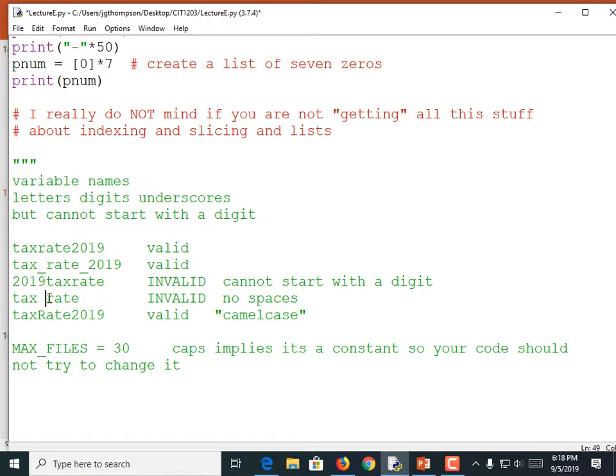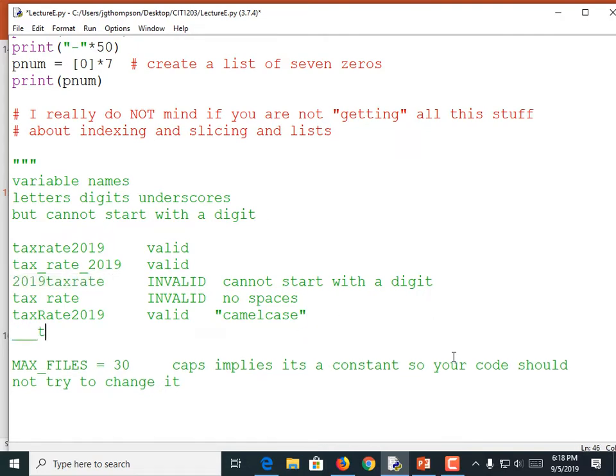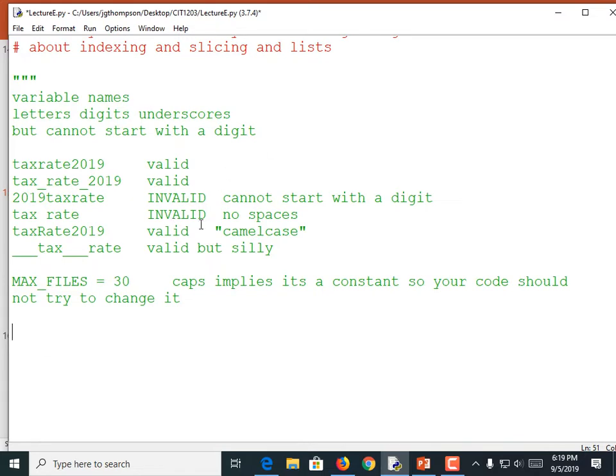So invalid because it has a space, invalid because of the numbers. You can do goofy stuff like this. It's valid, but silly. We will probably get to a point where we will actually see some variable names that begin with an underscore. A variable name that begins with an underscore means something very, very specific, and I'm not even sure how to explain it. So just for now, don't create variable names that begin with an underscore. It looks silly. So those are the rules for variable names.